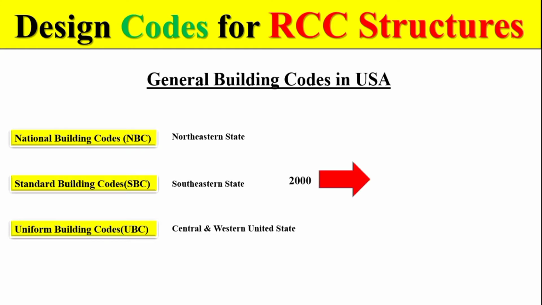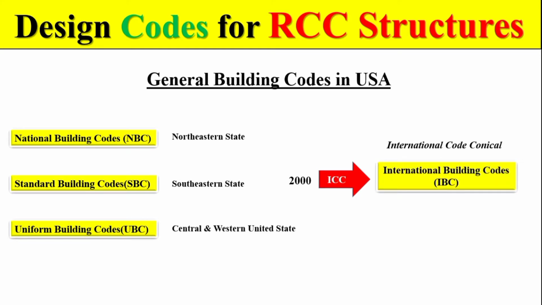And in 2000 the International Council decided to change all three codes to a single code, which is called the International Building Code. Remember, the International Building Code is revised every 3 years, and the current version of the International Building Code is available in the form of version 2012. Also remember, the International Building Code, which is the modified form of these three codes, is basically used in America and its allied countries.